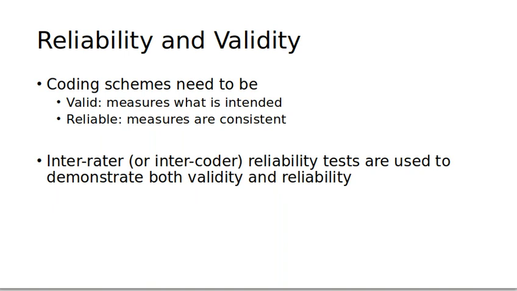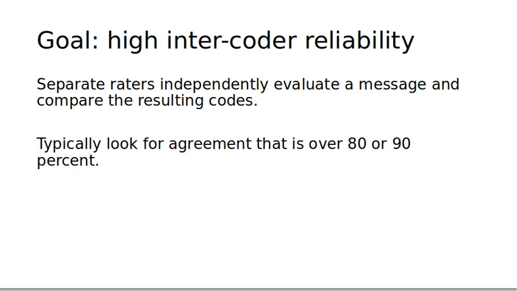What we're aiming for, doing a good content analysis, is having a high level of reliability and validity. And so that's something we need to ensure is true of our coding schemes, that what we're measuring is what is intended, and that we're reliably coding things. And the way we check that is through inter-rater reliability tests to demonstrate both. And the goal is to achieve a high level of intercoder reliability.